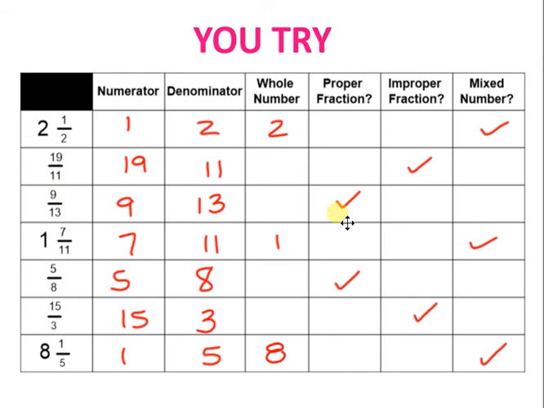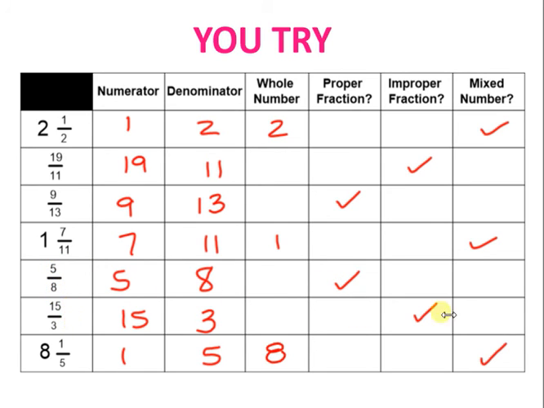9 over 13 is a proper fraction. It's less than 1 because the numerator is smaller than the denominator. 1 and 7 over 11 is a mixed number. Your whole number is 1, your numerator is 7, and your denominator is 11. 5 over 8 is a proper fraction because the numerator is smaller than the denominator.